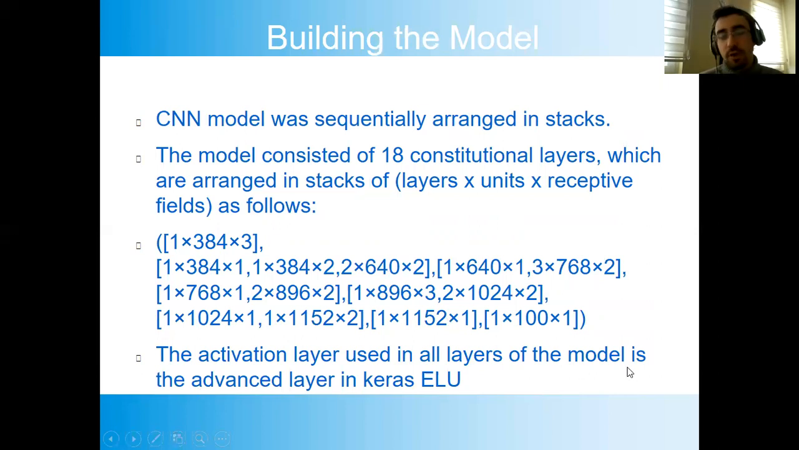And the activation function used all through the CNN model is the ELU activation function in Keras. This is the function that I use. I'm not going to get into the explanation of all of that. You can refer to that online.